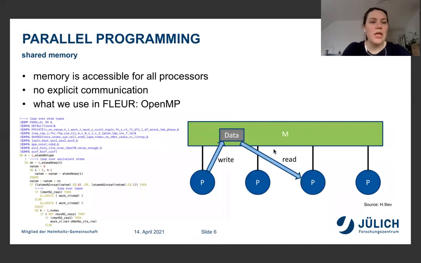We start with the shared memory parallel programming. Here, memory is accessible for all processors. Everyone can write and read data, and you have no need for explicit communication. What we use for that in FLEUR is OpenMP. You can see an example of the code on the slide. You put the pragma, and the execution of your code is sequential. Before it runs only one core, but as soon as the execution reaches this place, the team of workers, the team of threads, will start and work on the code concurrently.